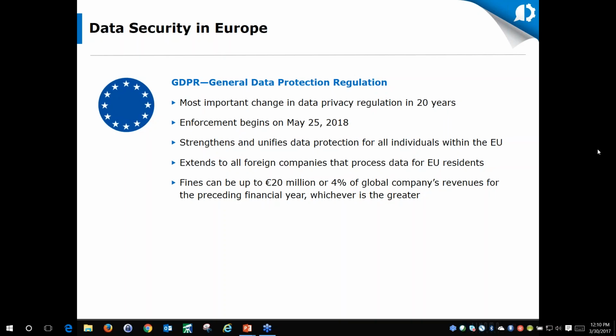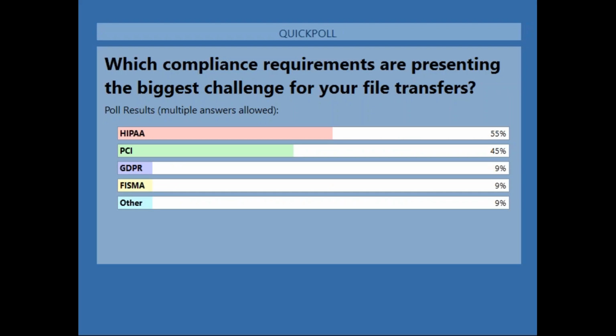All right, very good. So I'm going to go ahead and share those results with you. It looks like 55% of the companies on the line are having to deal with HIPAA requirements, while just under 50% are dealing with PCI, and then kind of scattered amongst other compliance requirements. So thanks for sharing that with us today. So that's going to take us into our main topic.